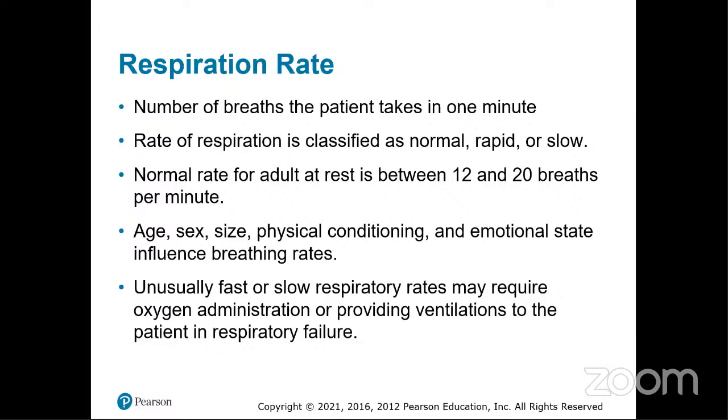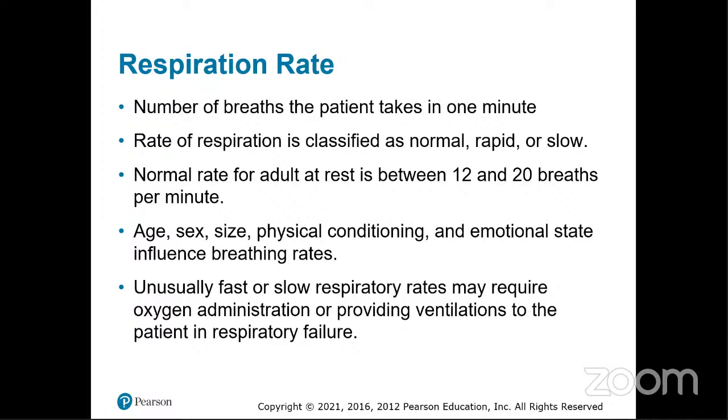Respiration rate is the number of breaths taken in 1 minute. We've hit that as normal, rapid, or shallow. The normal rate for an adult, you're going to see this on multiple slides and tests as we go, is 12 to 20 breaths per minute. Age, sex, size, physical condition, and emotional state will also influence breathing rate.